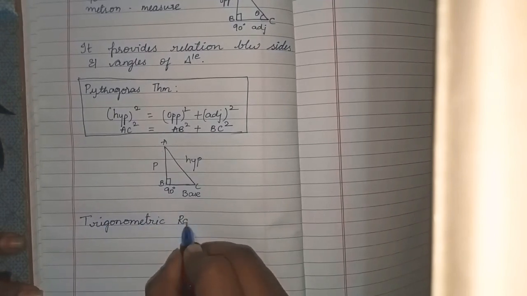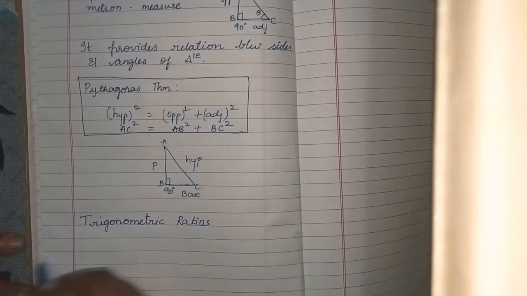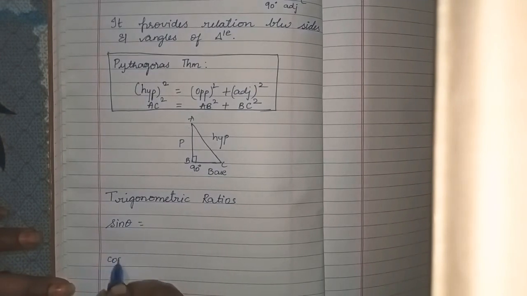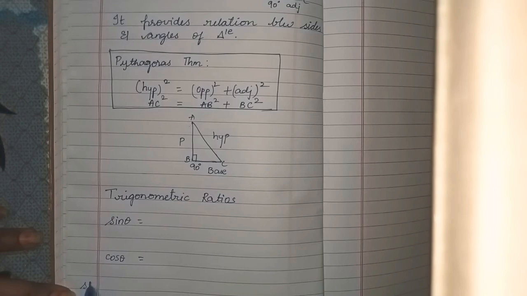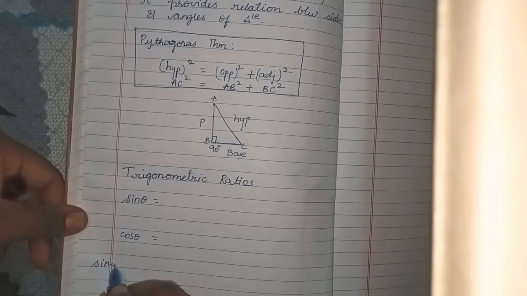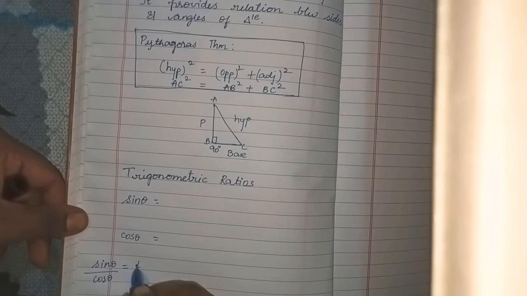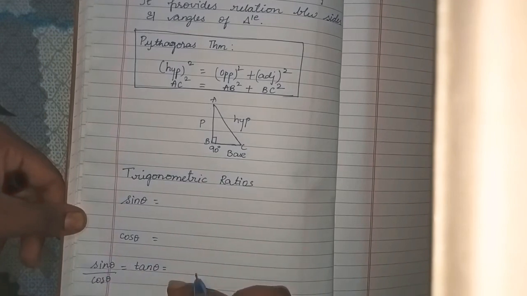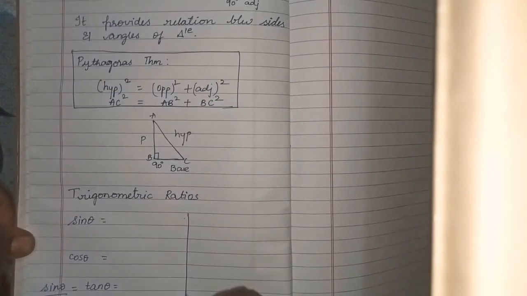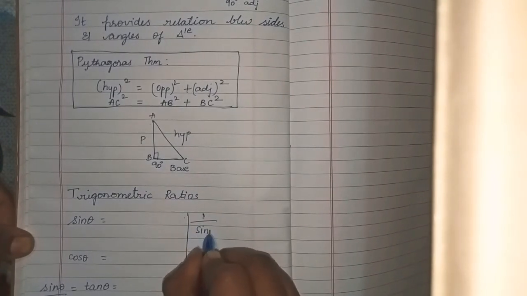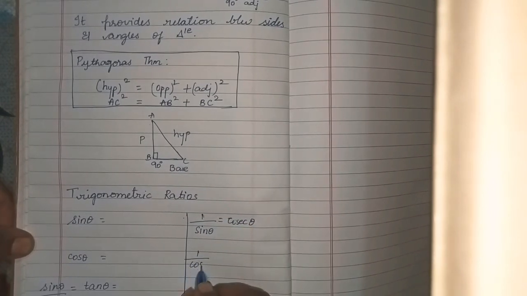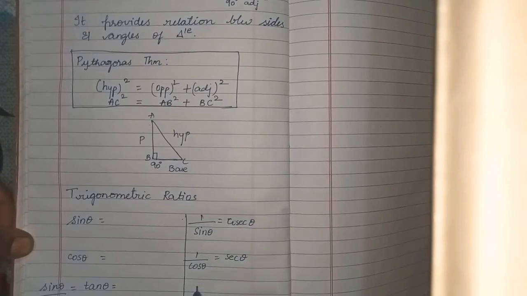Trigonometric ratios. Now here comes your favorite, that is sine theta. Then we have cos theta. Sine theta by cos theta is equal to tan theta. Then the reciprocal of sine, 1 by sine, will give you cosec theta. 1 by cos will give you sec theta, and 1 by tan will give you cot theta.